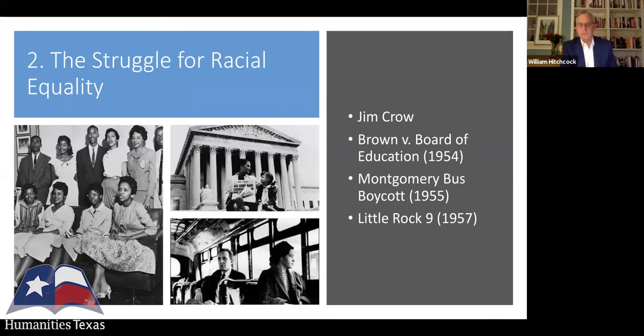He sent in the 101st Airborne. He nationalized the Arkansas National Guard, and he got those students into Little Rock High School. It's one of his greatest achievements, and I do believe it killed him to do it. And this is the tension, the contradiction of Eisenhower. He didn't think of himself as a civil rights hero.